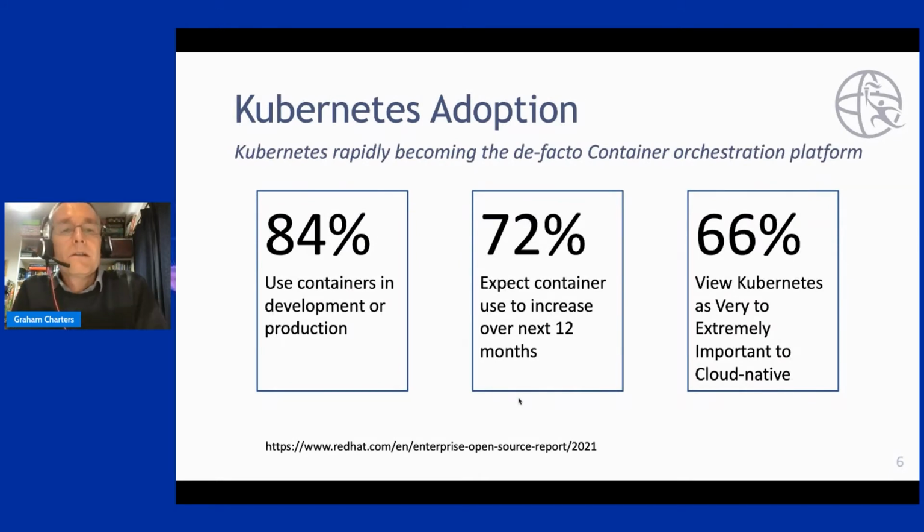And in terms of Kubernetes adoption, essentially Kubernetes is becoming the de facto container orchestration technology of choice. These numbers are from the Red Hat enterprise open source report. 84% of customers are actually using containers either in development and or production. Most, so 72%, expect their container use to increase over the next 12 months. And actually 2/3 of customers who are interested in cloud native believe that Kubernetes is a very important technology, or actually extremely important technology.